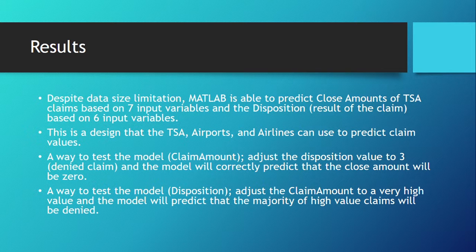And a way to test the disposition model, like I said earlier, is to adjust the claim amount to a very high value, and the model will predict that since the majority of high claim values are denied, the disposition will be 3 if the claim amount gets to a high value.